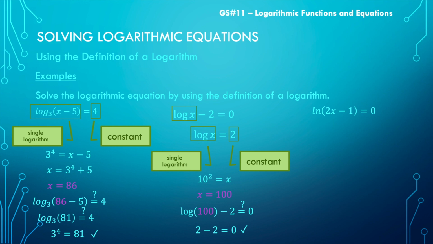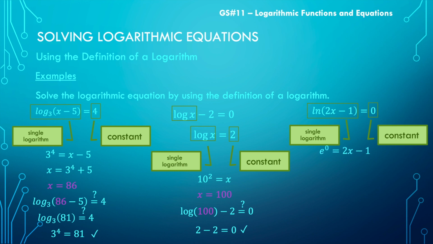All right, next example, we have ln of the quantity 2x minus 1 is equal to 0. Notice this equation is already in the form that we want it to be in. I have a single log on one side and a constant on the other. So I can go ahead and rewrite this in exponential form, remembering that the base of the natural log is e. So I can say that e to the 0 is equal to 2x minus 1. And I know that e to the 0 is the same as 1. So 1 is equal to 2x minus 1.